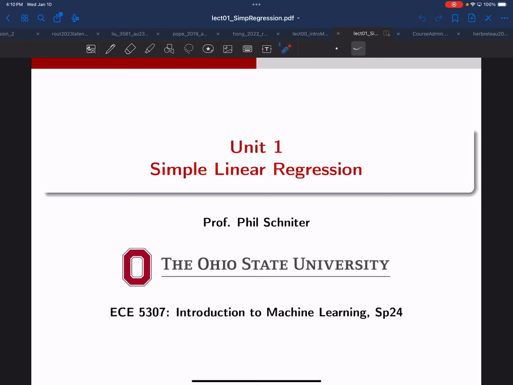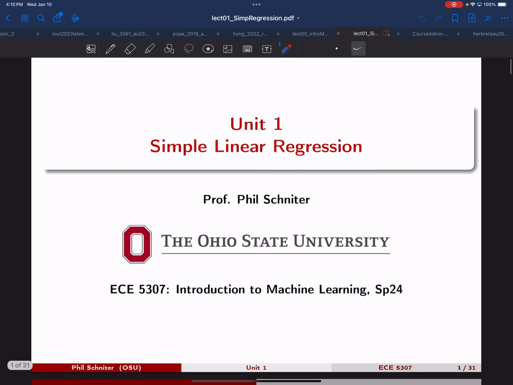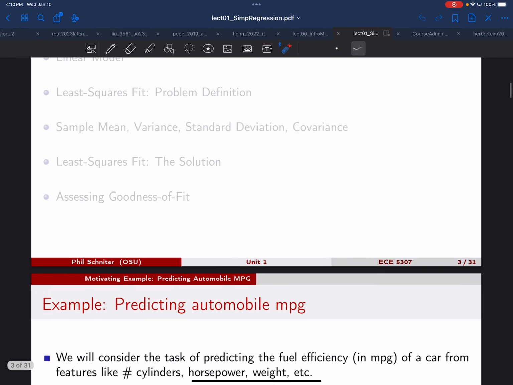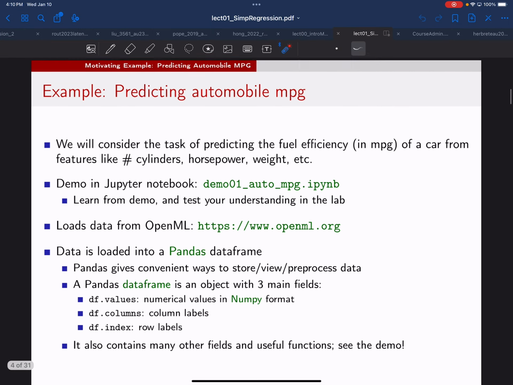Okay, let's get started then. So we're going to start our first real lecture on machine learning, and we're going to start super simple and gradually make things more complex. So if this seems really simple at the beginning, it should be, but don't worry, it will get more complicated.